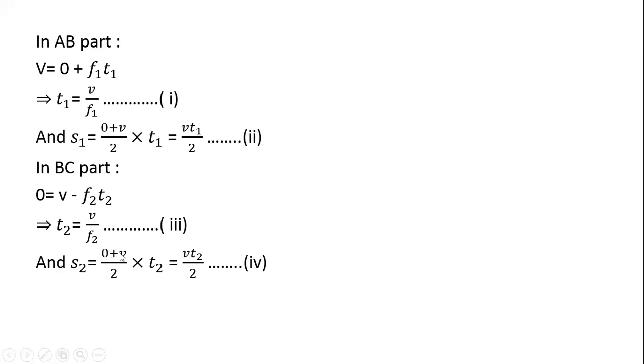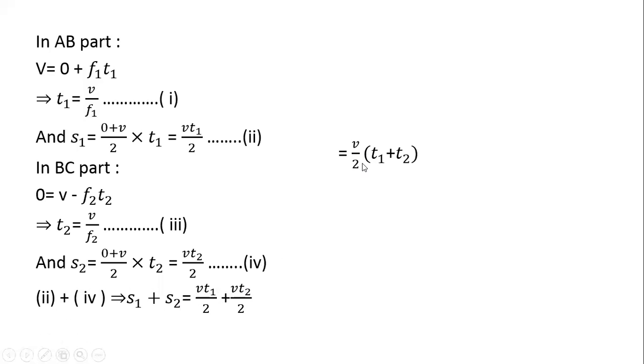And S2 equal to 0 plus V by 2 into T2 equal to VT2 by 2, which is equation number 4. If we add 2 and 4, then we get S1 plus S2 equal to VT1 by 2 plus VT2 by 2. After calculation, we get S1 plus S2 equal to V by 2 into T1 plus T2. That means S equal to V by 2 T. Finally, V equal to twice S by T.